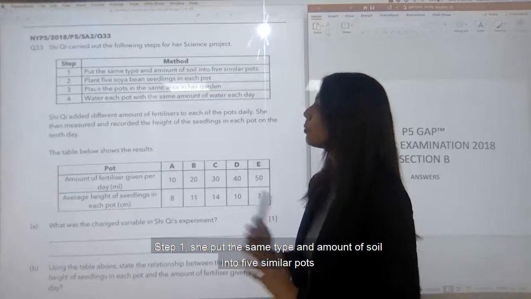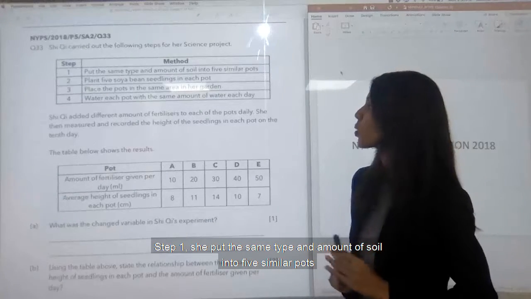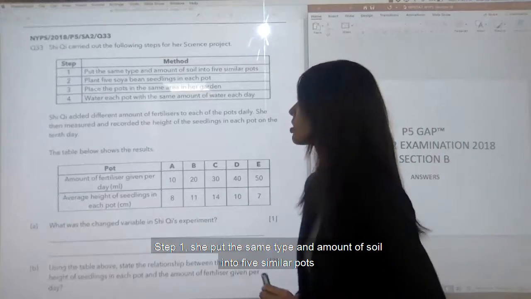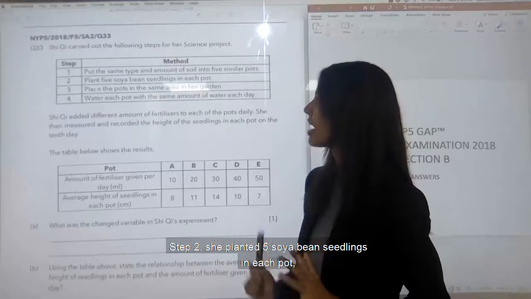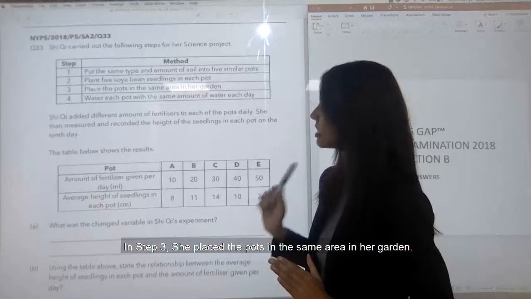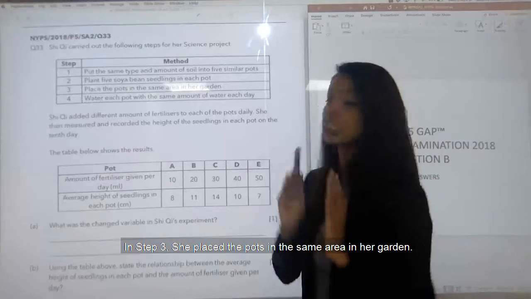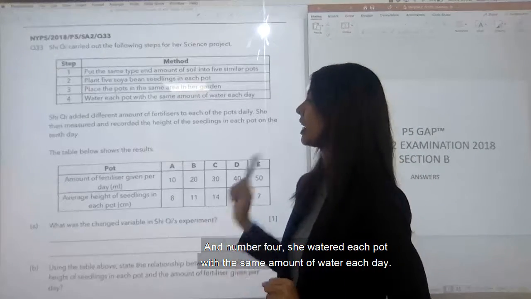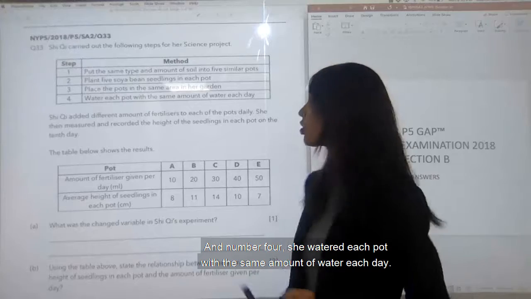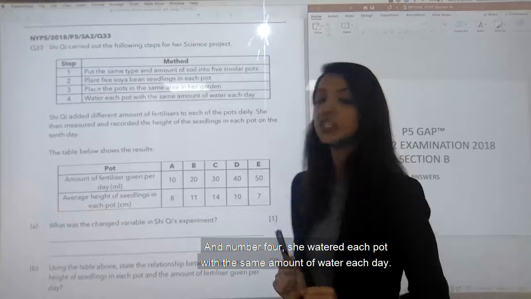Step 1. She put the same type and amount of soil into 5 similar pots. Step 2. She planted 5 soybean seedlings in each pot. And step 3. She placed the pots in the same area in her garden. And number 4. She watered each pot with the same amount of water each day.